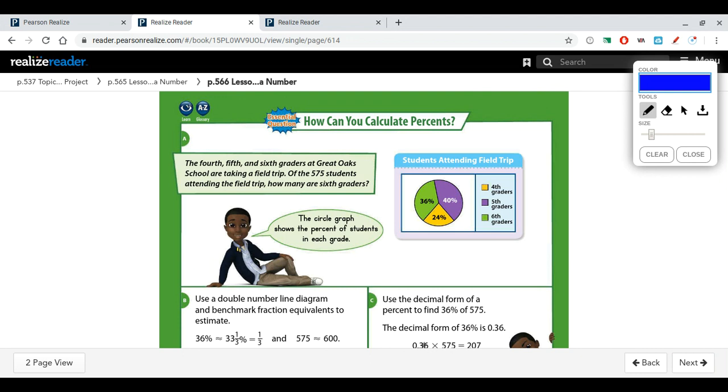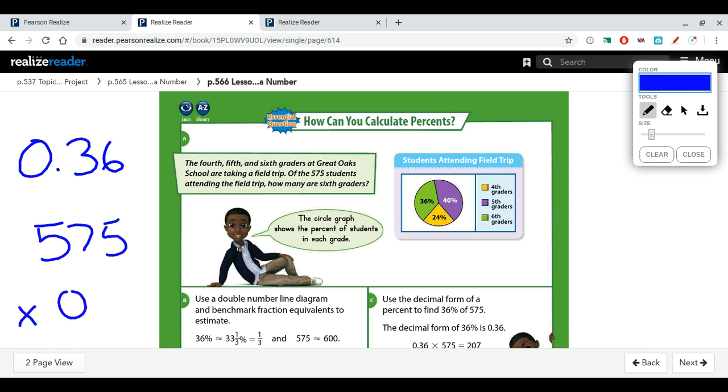It says I'm going to turn 36 into a decimal. So I'm going to write 36% as a decimal, and I'm going to multiply that by 575. So I'm going to do 0.36 multiplied by 575. And when I do that, you'll notice that you have the option for a calculator.